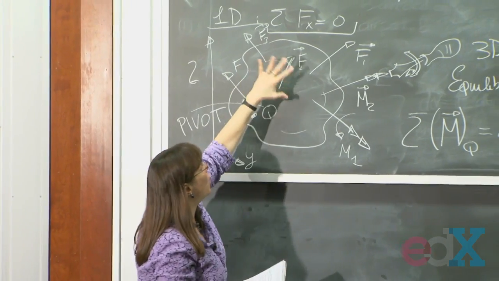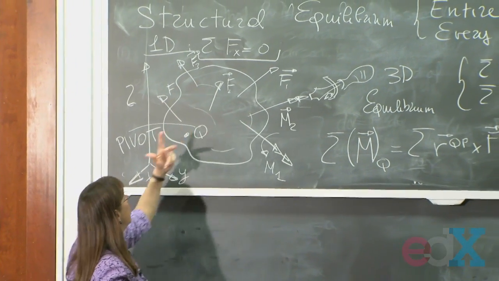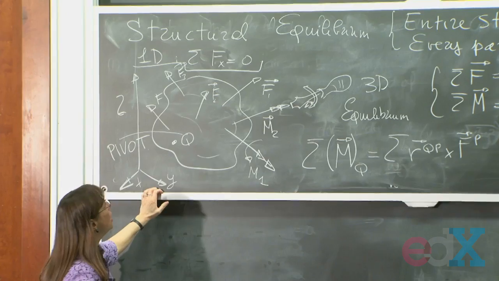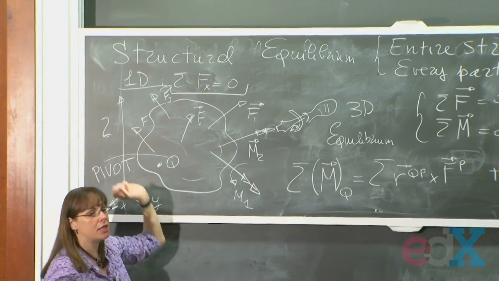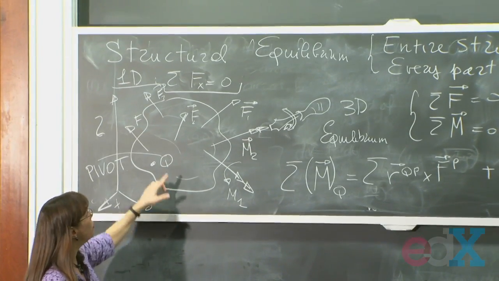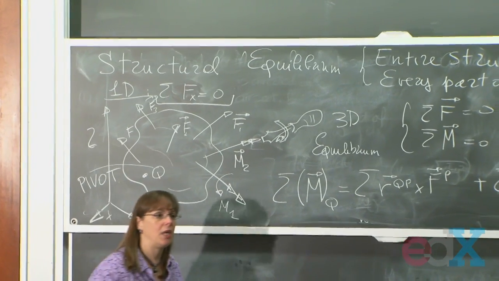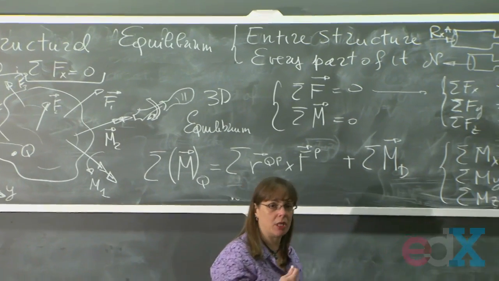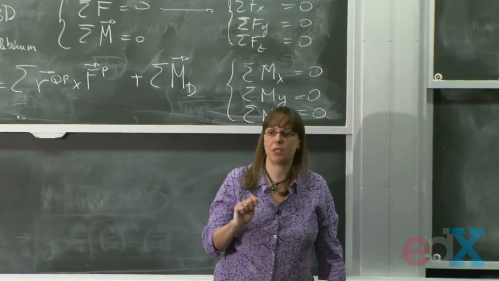So if we have a three-dimensional body in x, y, z space, on this body there are going to be forces going in every direction. And on top of forces, there are going to be what we call concentrated moments. Did you see your little review of forces and moments?